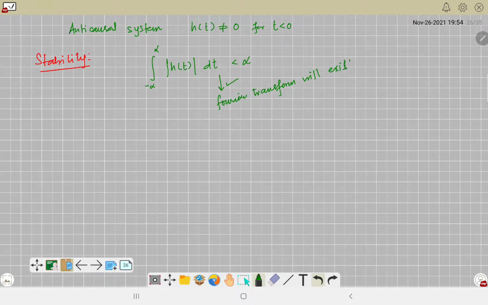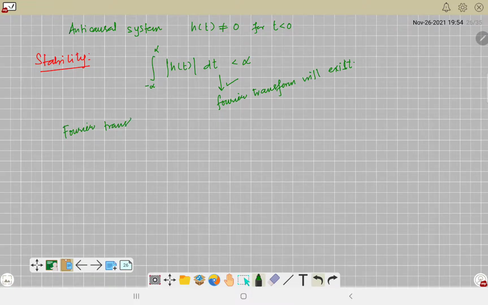Because one of the foremost conditions of Fourier transform is that the function whose Fourier transform we compute should be absolutely integrable. It should converge. Right? Now here the function under consideration is h of t. Now if the system is stable, it automatically means that h of t is absolutely integrable, which means its Fourier transform will be defined. It will converge.